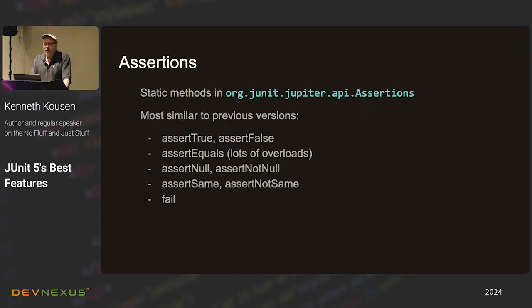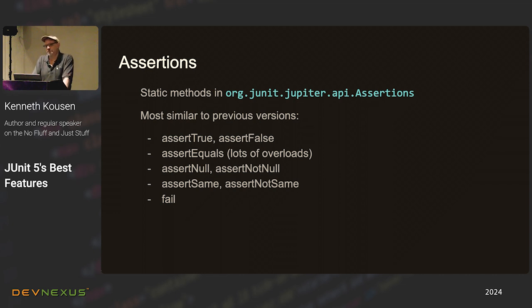Okay, assertions are all the ones you're expecting. Assert true and false, all the overloads of assert equals, assert null and not null, assert same and not same, and of course fail, which was really funny during the Wayne's World times. I thought that was pretty good. That's getting to be a dated reference. I'm not going to dwell on it.